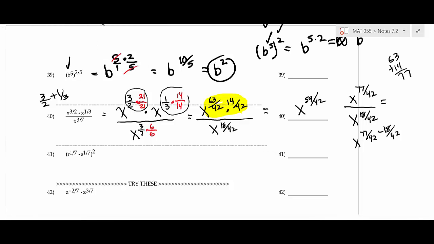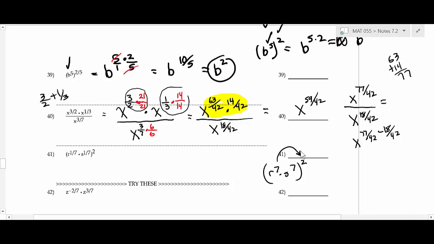Let's say that your problem was like this instead. Say that you had r to the 7, s to the 7th, all to the 2nd. All I'm doing is saying pretend your exponents were not fractions. Okay, tell me what you do with the exponents in this case.